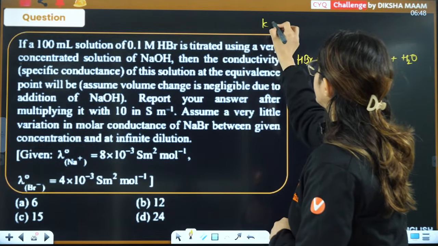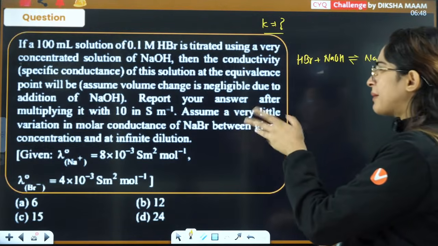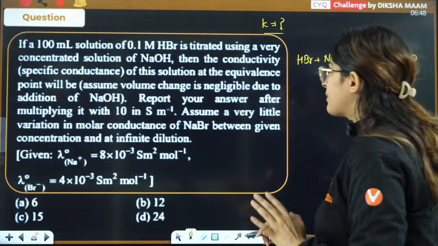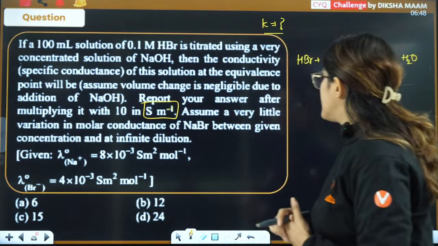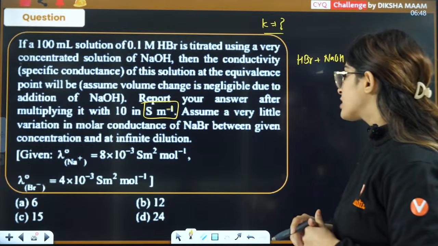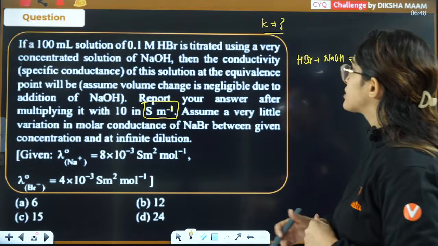You have to calculate the value of kappa and report your answer by multiplying with 10, that we will see. But remember that the answer should be in Siemens per centimeter. Assume a very little variation of molar conductance of NaBr, given the conductance at infinite dilution is this.